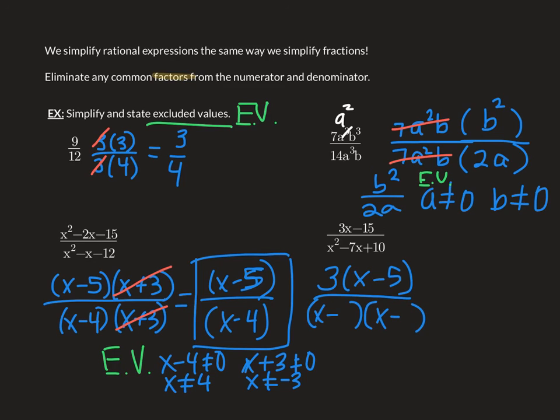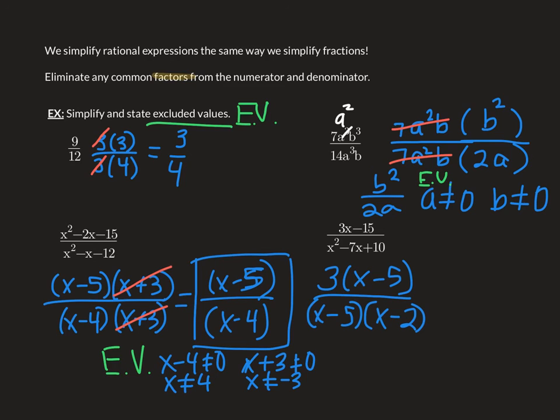So what are those two somethings? Well, I need to multiply to 10, add to 7. Well, that means I'm going to multiply by 5 and 2. So negative 5 times negative 2 gives me positive 10, and negative 5 minus 2 gives me negative 7.